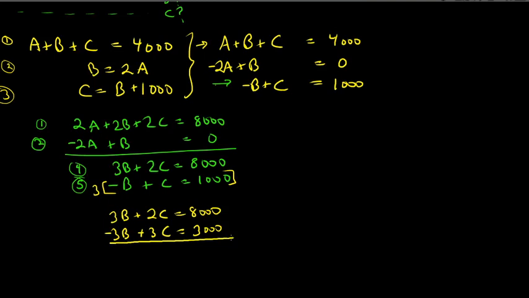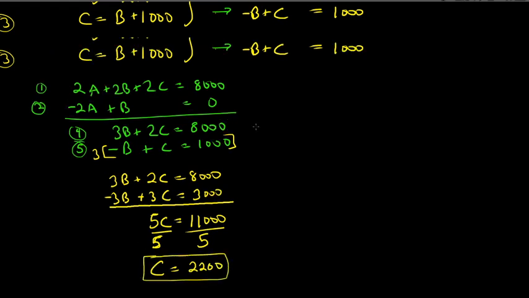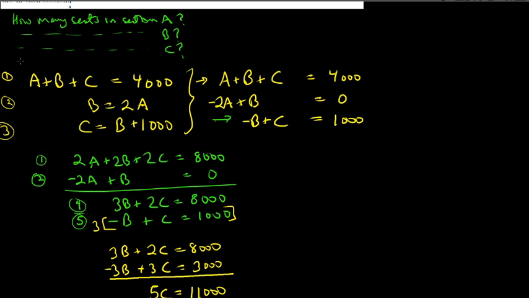Let's go ahead. So 2c plus 3c is 5c. And then 8,000 plus 3,000 is 11,000. So I thought I would get a really weird number here, but it's not. If you divide both sides by 5, 11,000 divided by 5 is 2,200. Not a crazy number, right? That's 2,200 seats for section C. So that answers one of the questions.